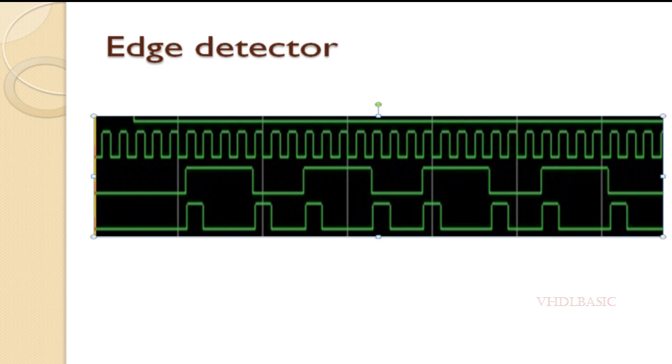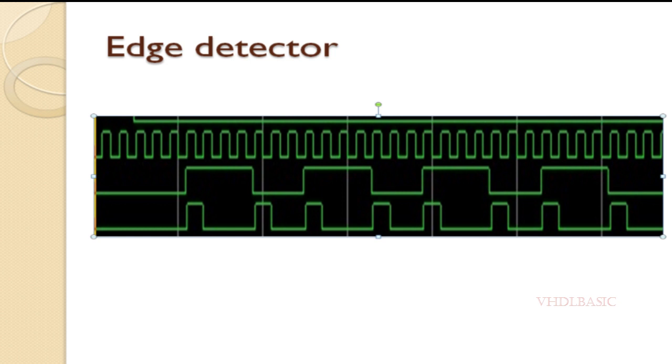Today we are going to design an edge detector using an FSM state machine. In VLSI design, a signal edge detector is a module that detects the transitions or edges in a digital signal. Digital signals transition between high and low states, and detecting this transition accurately is important in many applications such as timing, synchronization, data sampling, and signal processing.